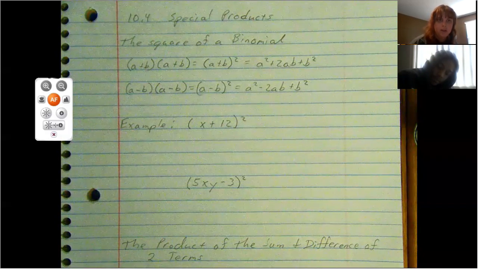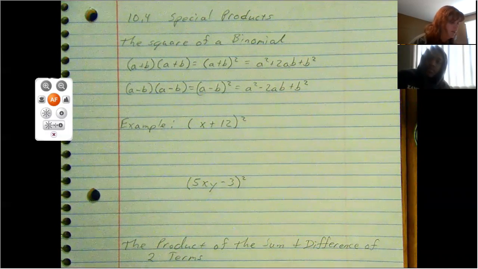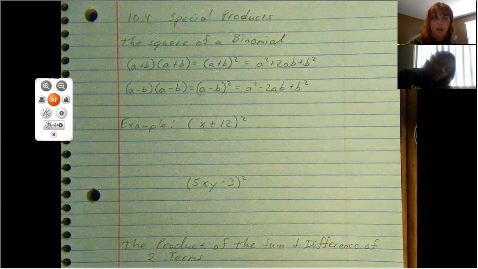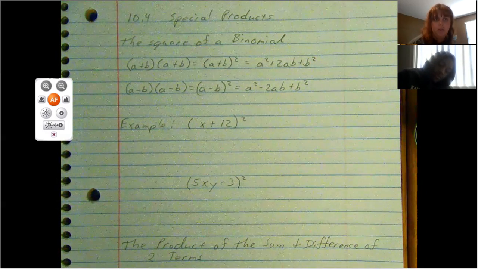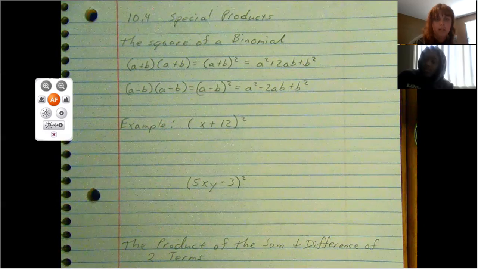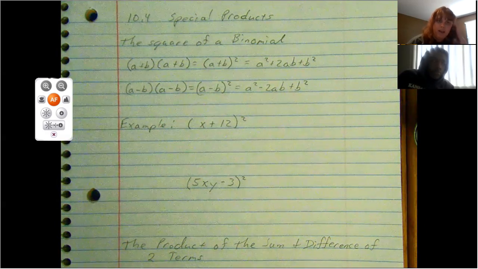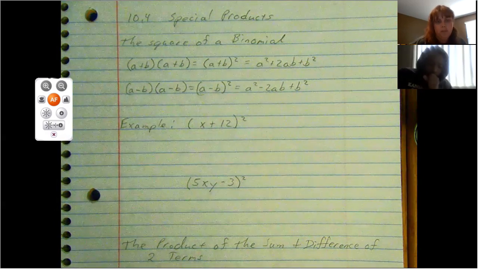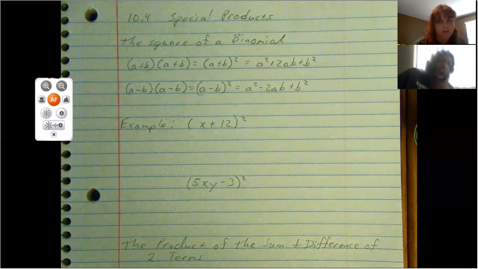All right, so we're going to start 10.4. So 10.4 is with special products. So we've been talking about, we started with pulling out a monomial factor, and then we were foiling stuff, and yesterday we were finding binomial factors. So this time we're going to be dealing with just two different special scenarios.